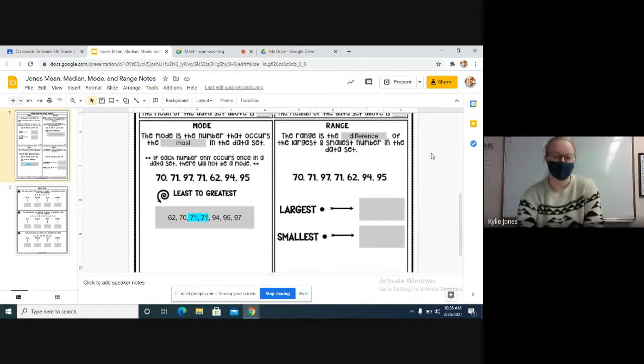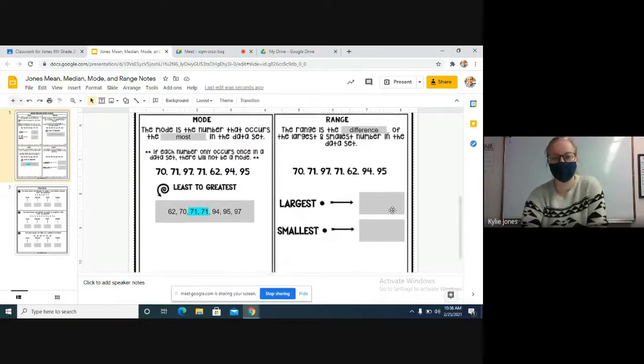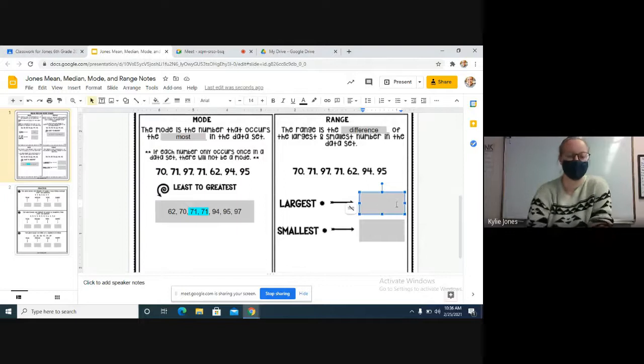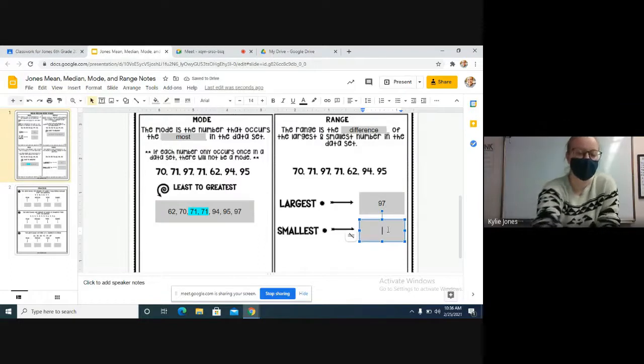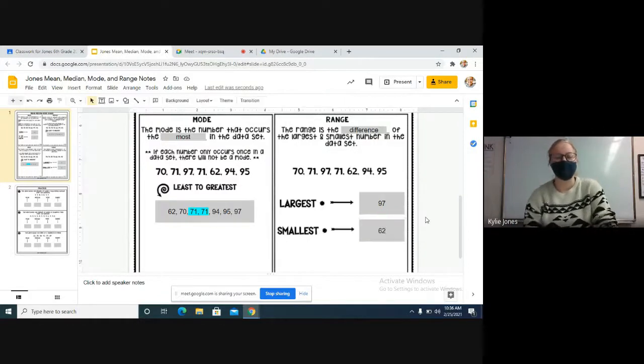So to fill out this chart, what is the largest number in our data set? What's the biggest? 97. Good, and the smallest is 62. Again, that's what's helpful about having an order from least to greatest, because you can very quickly pick out the largest and the smallest. And then you subtract 97 minus 62. Take about a minute, get this typed out, do the subtraction.